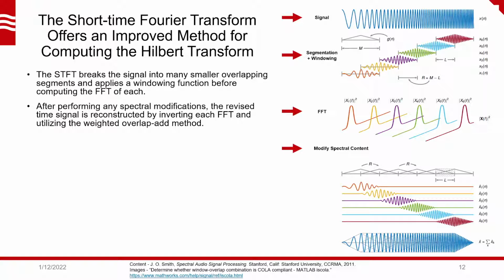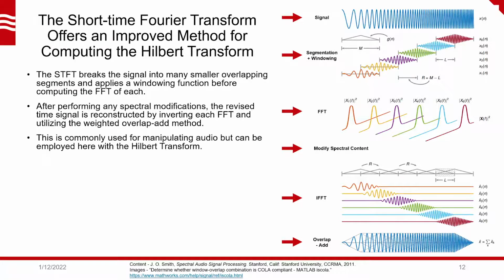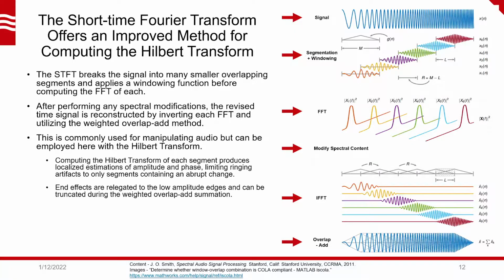After doing any spectral modifications to the frequency content in the frequency domain, the altered time signal can be reconstructed by inverting each FFT and utilizing the weighted overlap add method to superimpose overlapping time points. This process is commonly used for manipulating audio, like when shifting the pitch of a sound or applying a digital equalization filter bank. But for our purposes here, we can use the same framework to compute the Hilbert transform.